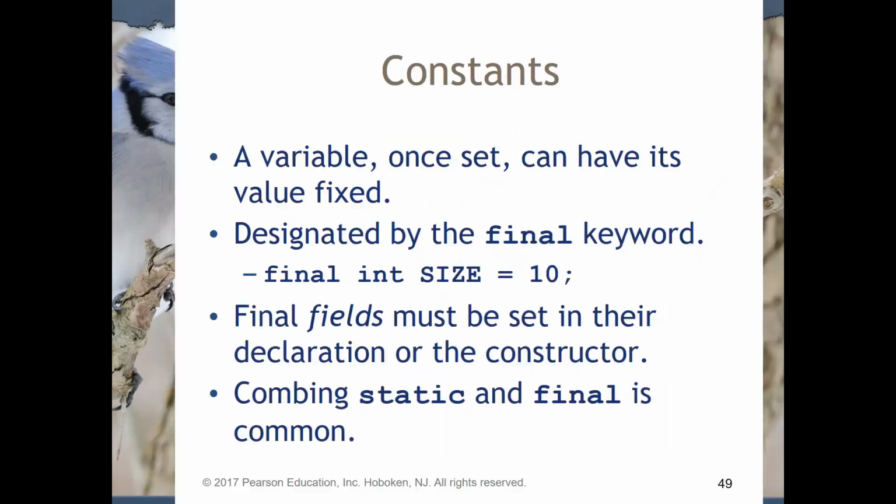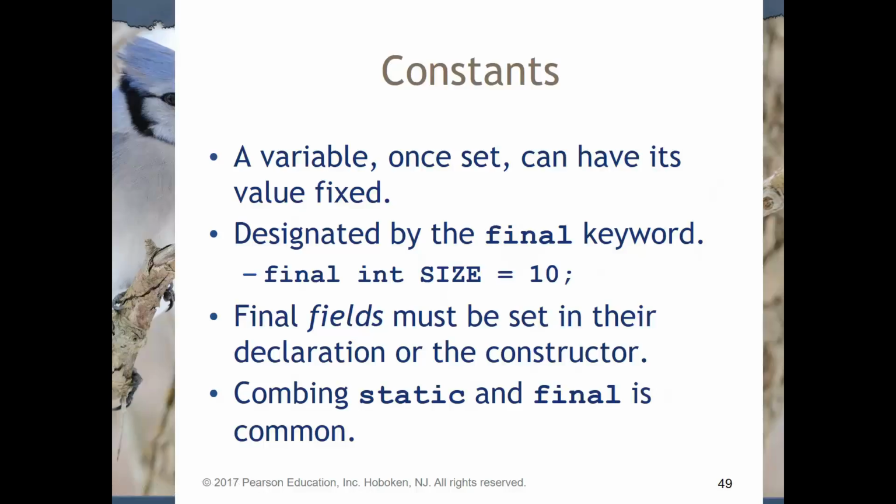A variable once set can have its value fixed, and that's through the final keyword. So if you create something final, whatever initial value is created, it's created one time and never can be changed. That's very common for a constant. This is where you make it all capital letters, and that's just a standard. There's no requirement to do that, but this is a very good idea. If you have multiple words, size of shoe would be SIZE_OF_SHOE, with underscores, and that's how you do it. Now think about it.